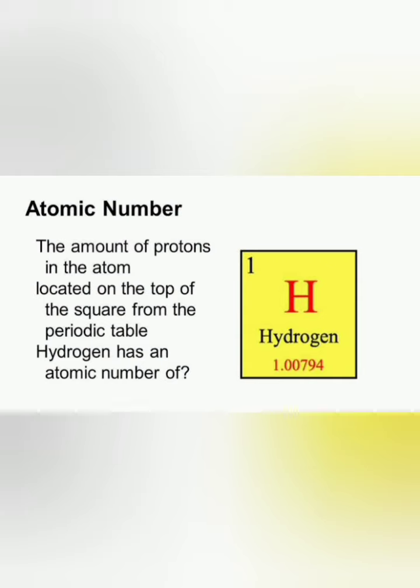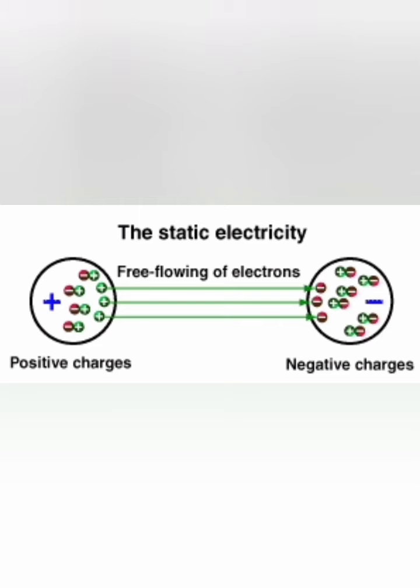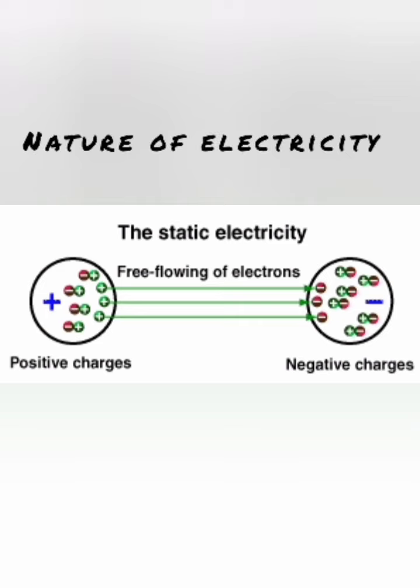From the above it is clear that every matter is electrical in nature. That is, it contains particles of electricity, namely protons and electrons. Then next we have to see about the nature of electricity.